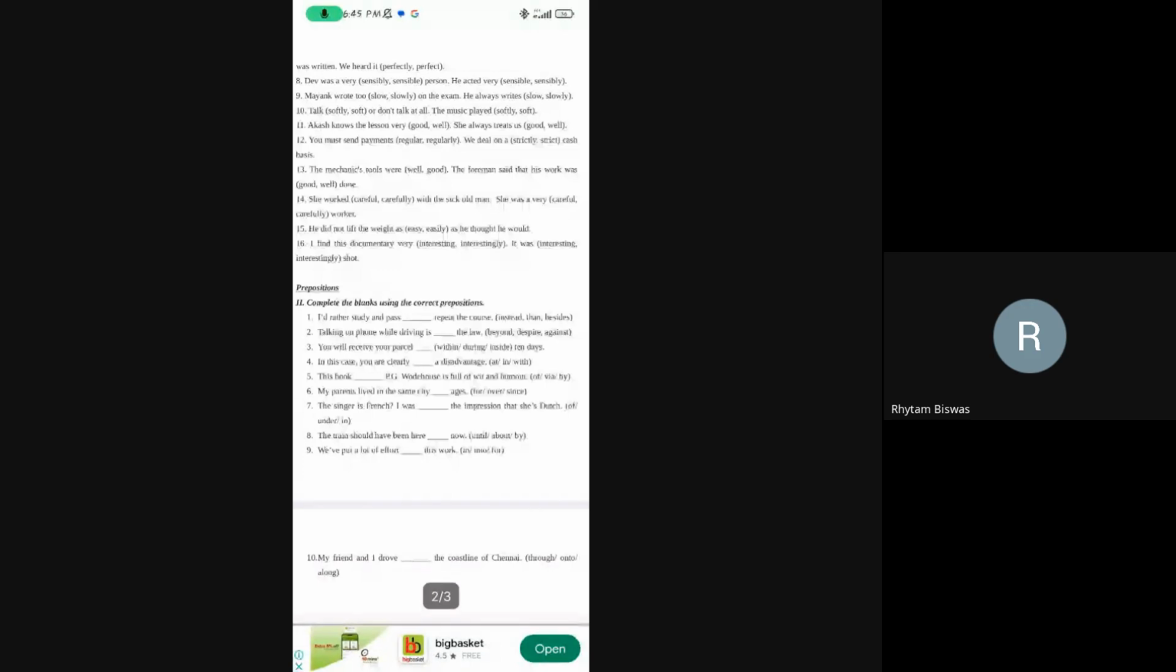Ma'am, can you repeat the examples that you gave? Which examples? The examples of prepositions that make confusion. As you said, there are some prepositions which make confusion.